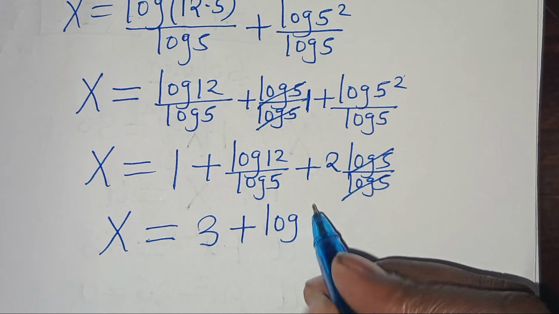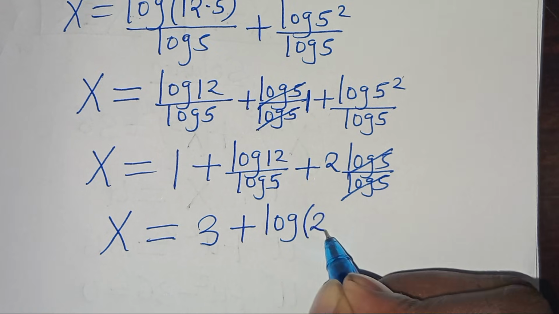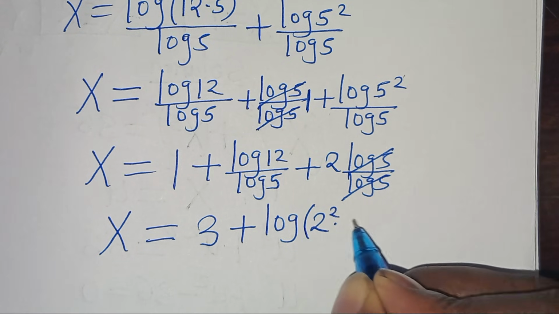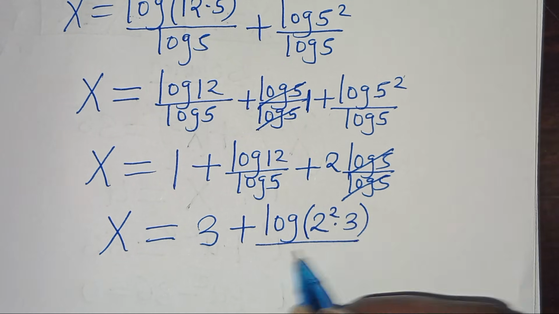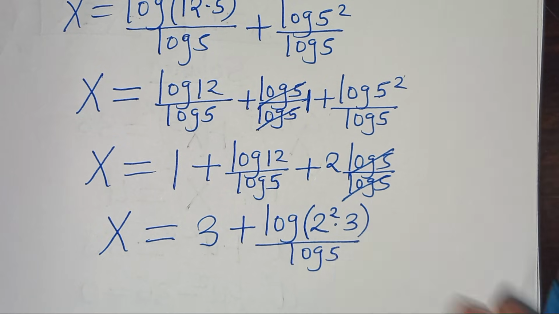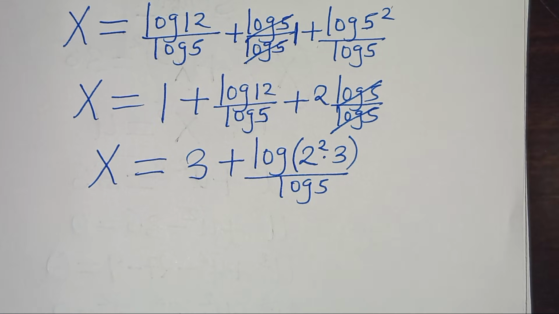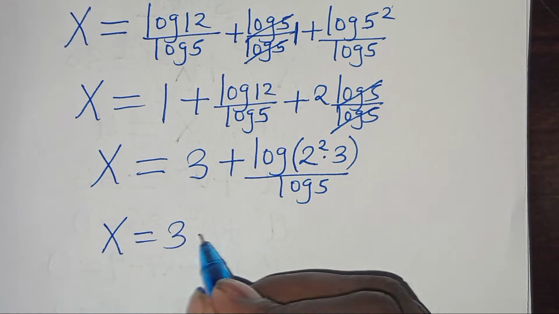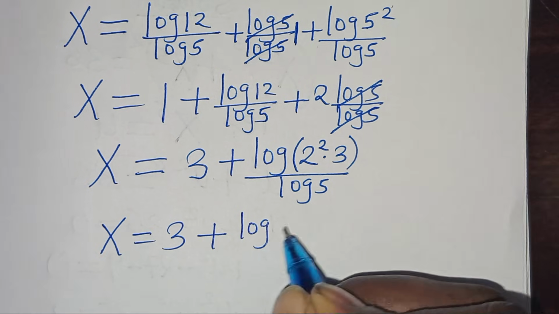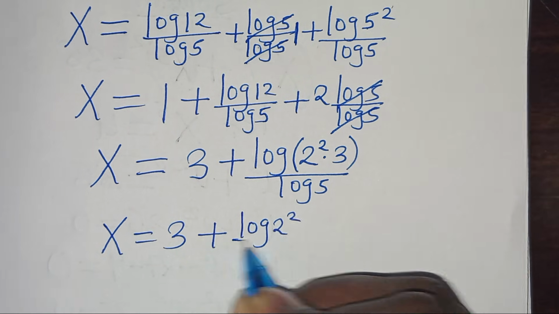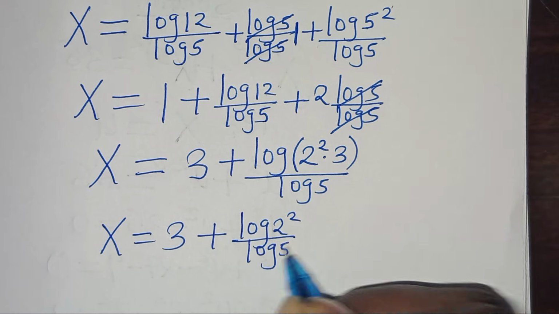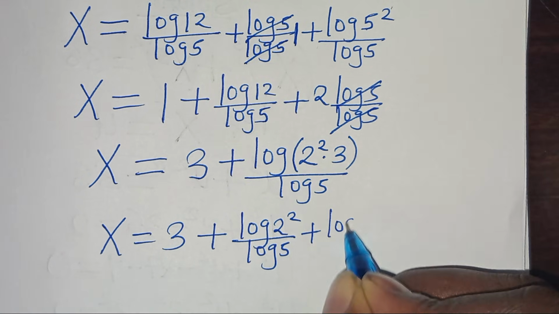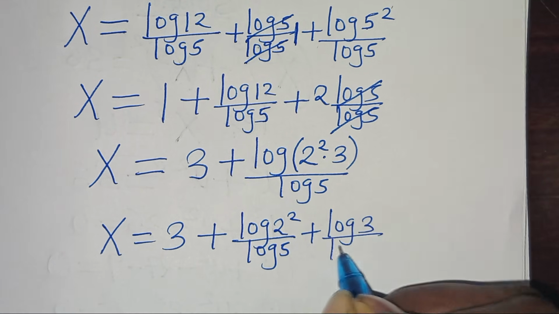We can express log 12 as the same thing as log of 2 to the power of 2 times 3, divided by log 5. So this implies that x here is equal to 3 plus log 2 to the power of 2 divided by log 5, plus log 3 divided by log 5.